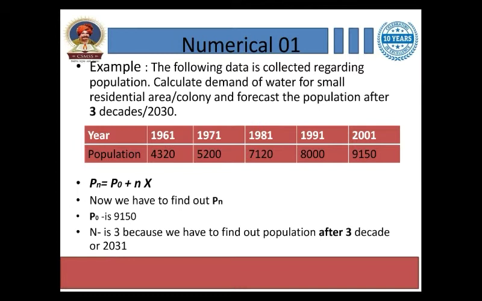Now we have to find Pn here, right? After 30 years or 3 decades. P0 is the population of the latest decade. On the basis of the table given, the latest decade is 2001, so the population of 2001 will be 9150. Then n is the number of decades, that means 3 decades. So we have to calculate the population after 3 decades, that is by the end of 2030.